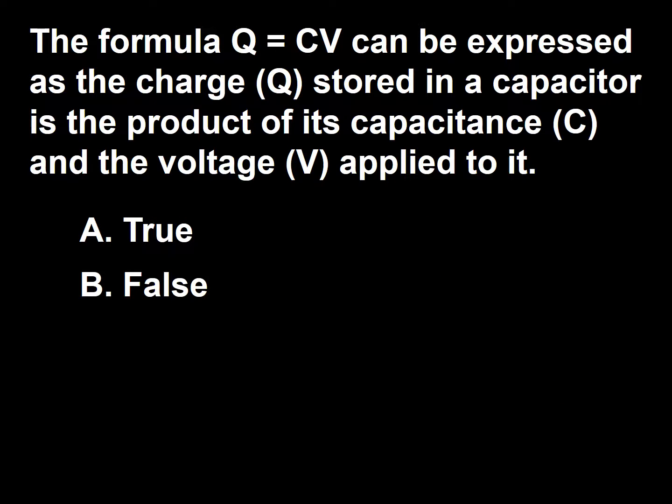Next question. The formula Q equal to C times V can be expressed as the charge stored in a capacitor is the product of its capacitance and the voltage applied to it. A, true, B, false.